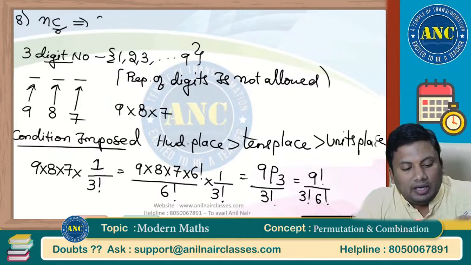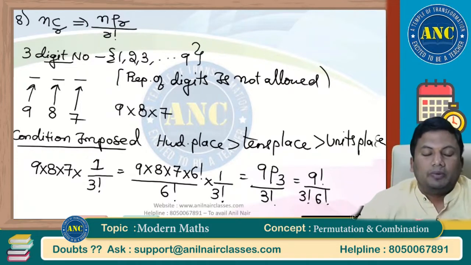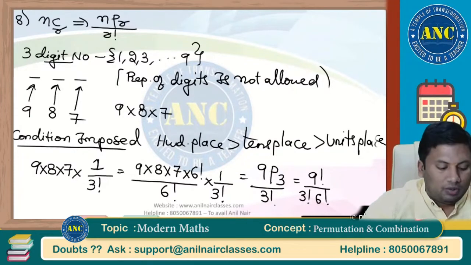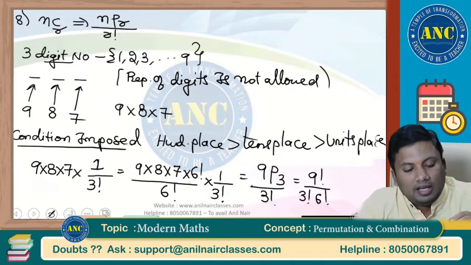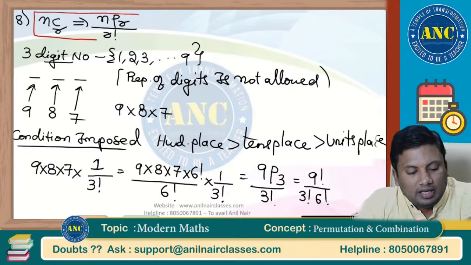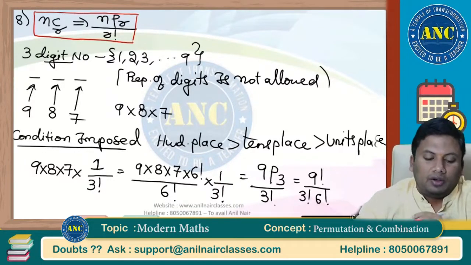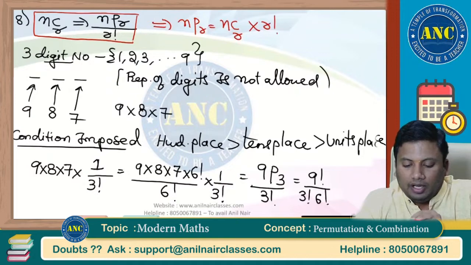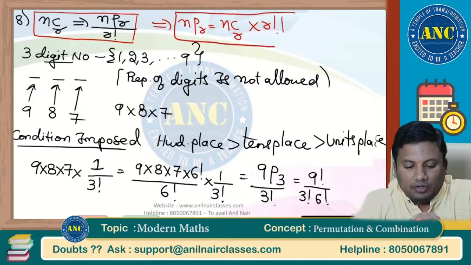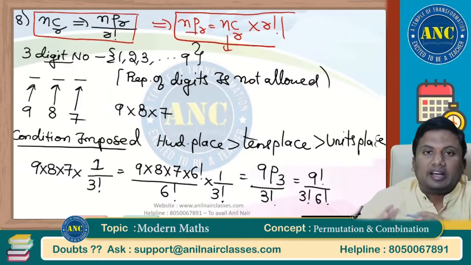Extremely important key point. NCR is nothing but the total number of arrangements of R objects out of N objects, where the R objects can arrange among themselves in R factorial. NCR is nothing but NPR by R factorial. I hope it is clear. In other words, NPR is nothing but NCR into R factorial. Here order matters. Here order does not matter.